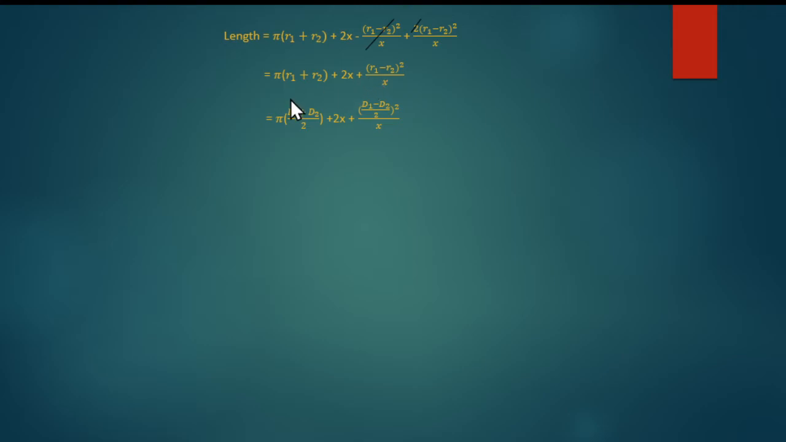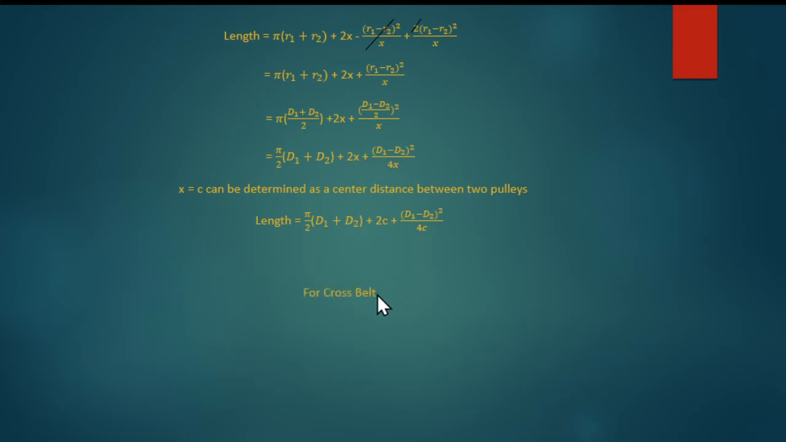So in terms of diameter, we will have this equation, pi times d1 plus d2 over 2 plus 2x plus d1 minus d2 over 2 raised to square over x. We know that 2 squared is equal to 4. The equation becomes pi over 2 d1 plus d2 plus 2x plus d1 minus d2 squared over 4x. And we know that x is equivalent to the center distance of the two pulleys, so x is equal to c, the center distance between two pulleys. So for the final equation, we have this length. Length is equal to pi over 2 d1 plus d2 plus twice the center plus d1 minus d2 squared over 4c.